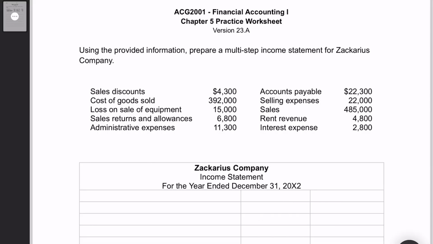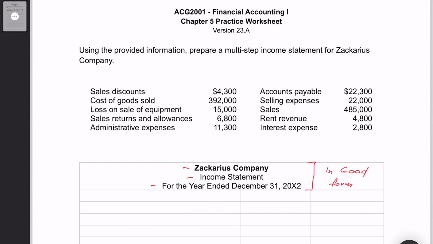All right, so we've got one of our exercises here. Let's see what's going on. We're going to use the information provided to prepare a multi-step income statement for Zacharias Company. We see that the top part here is already in good form. In good form means that we would have the name, the type of the statement, and the period. Just as a reminder, when we are working on an income statement, it's going to have a start date and an end date, which this does. It tells us that it's for the year ended December 31st.